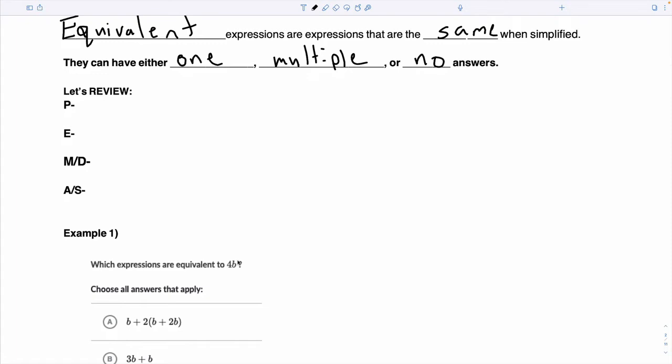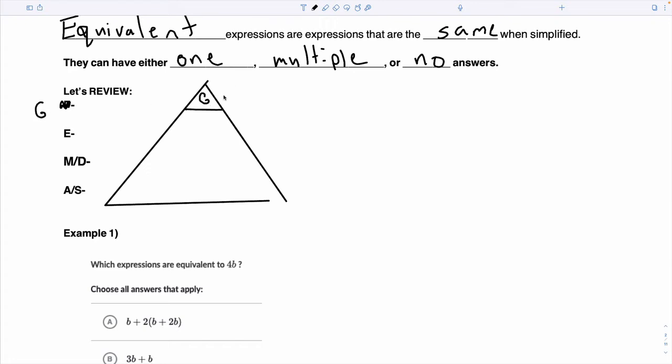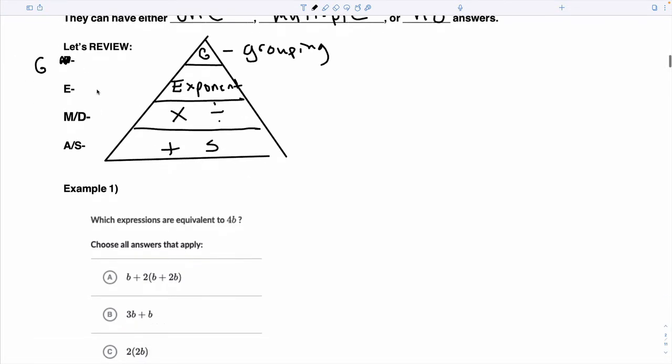But depending on what choices they give you. For review, we already kind of did this, but let's refresh the Great Pyramid of GEMDAS and write it just one more time. This should be G. This is an old copy, sorry. So G is grouping. Anything that's parentheses or in a fraction. E is exponent. M and D are multiplication and division. I'll just do the signs to save time, and addition and subtraction. So that's the process for this lesson as well. It's going to keep reappearing.